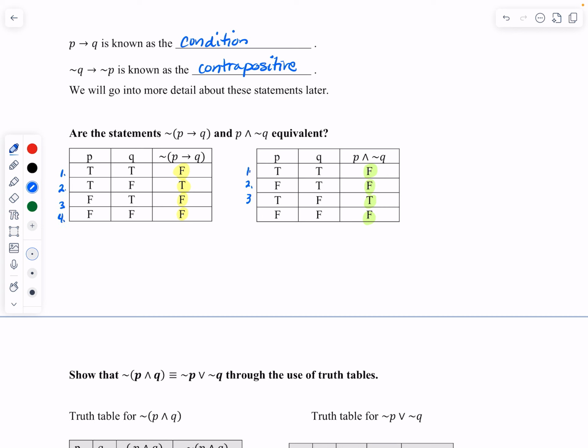So if we look at it, in row 1, negation of if P then Q is false. And in row 1, P and negation Q is also false. However, in row 2, negation of if P then Q is true. And in row 2 of P and not Q, we have false. So they don't line up, so therefore they are not equivalent.